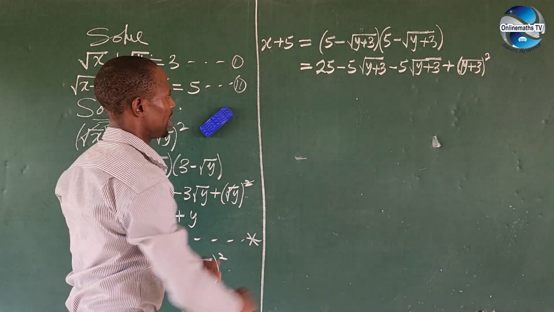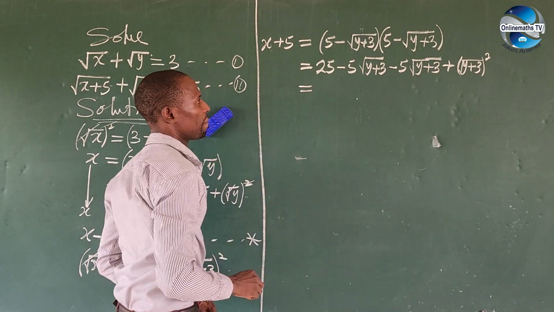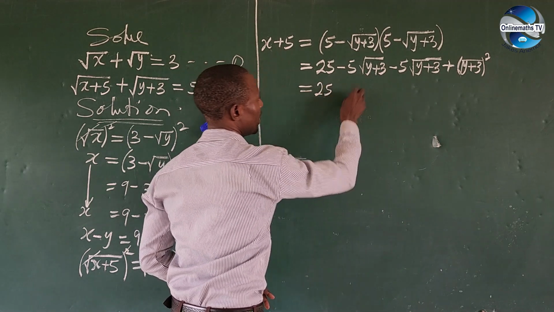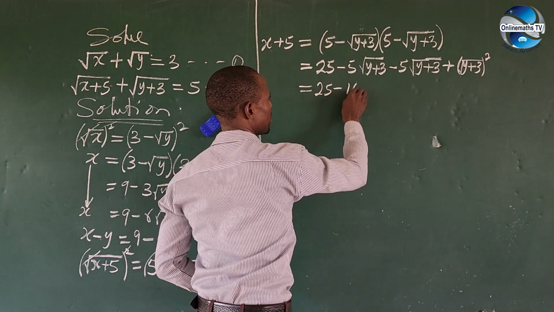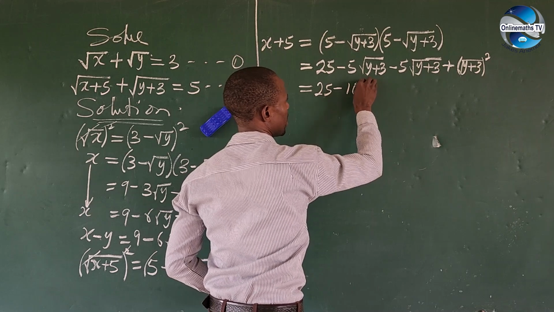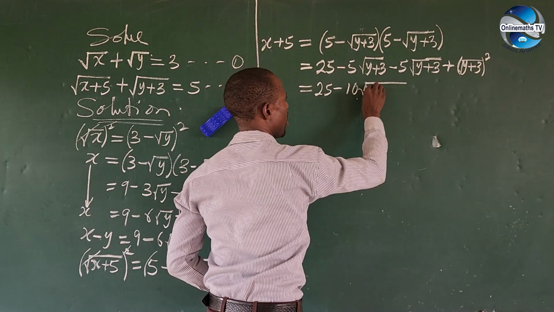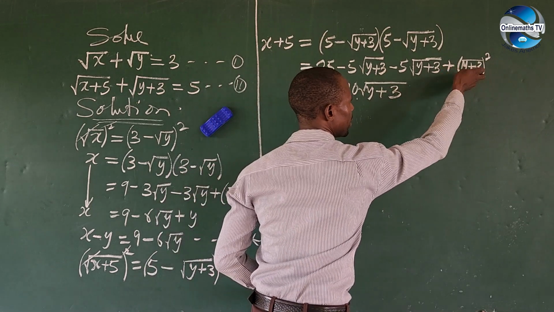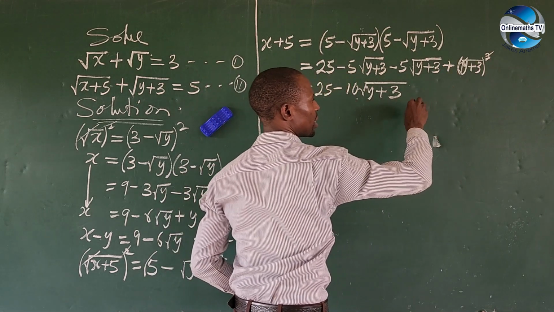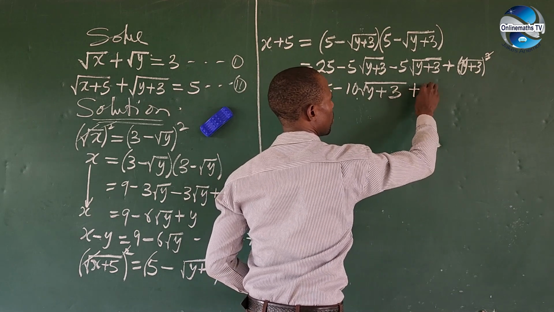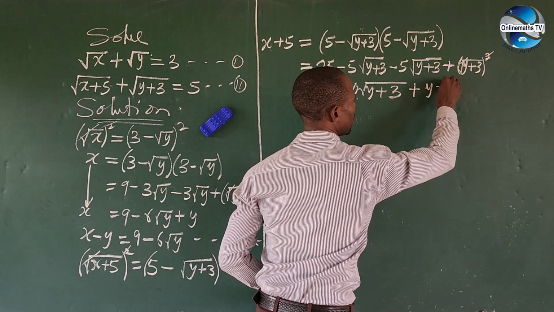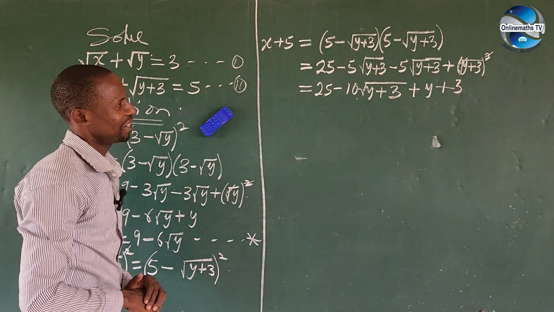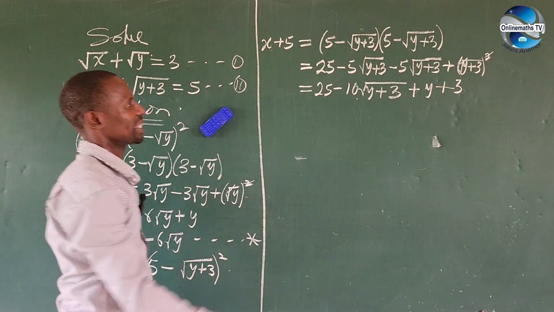From here, let's continue. This will now give us 25, then minus 10 root of y plus 3. Then the whole of this square root squared goes with this, so we're left with plus y plus 3. Easy. All right.